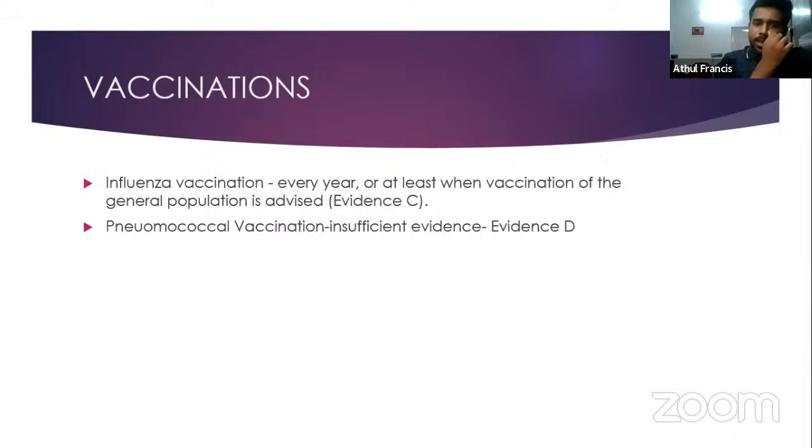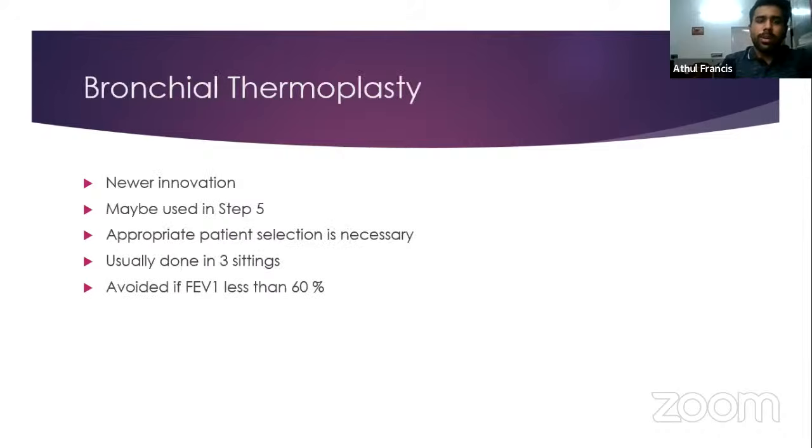So, influenza vaccination every year, or at least when vaccination of the general population is advised. Pneumococcal vaccination, although very highly indicated in COPD, has insufficient evidence, or evidence D, according to GINA 2021, in bronchial asthma. Then there is a newer innovation known as bronchial thermoplasty. It can be used in step 5 with uncontrolled bronchial asthma.